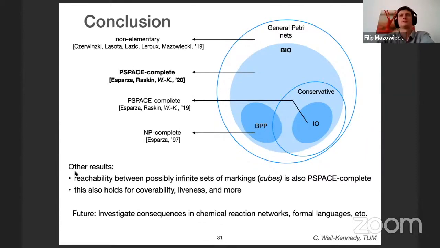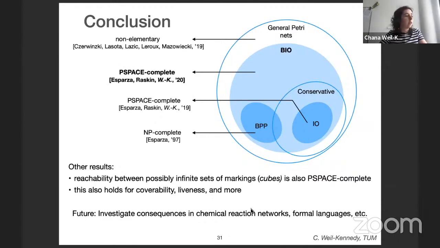Or basically you define some interface, some places that you consider final, and you run your Petri net, and you want to build some configuration with tokens only in these final places. So I think that we can have a PSPACE-complete result for that too. When I was saying that in the other results on the conclusion slide, I said it's also possible for sets of markings, and that this also holds for coverability, liveness, and more.